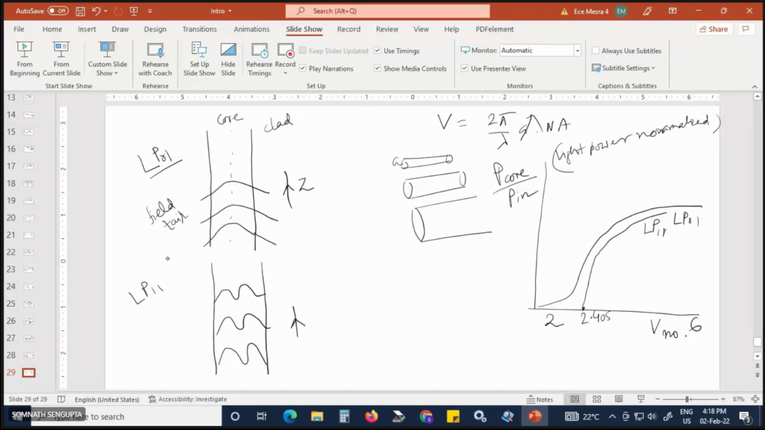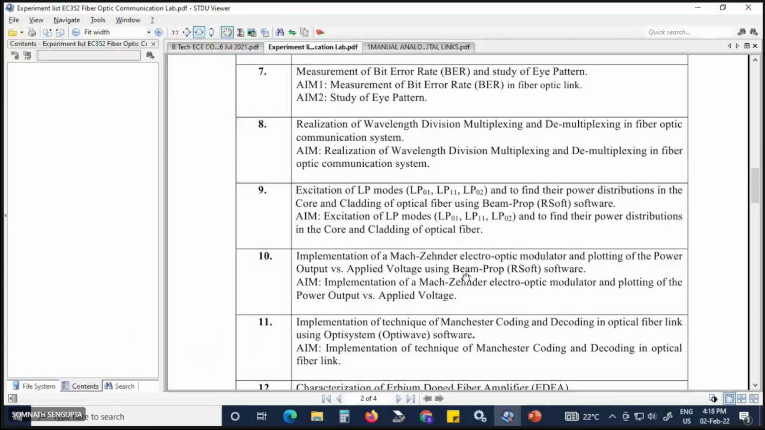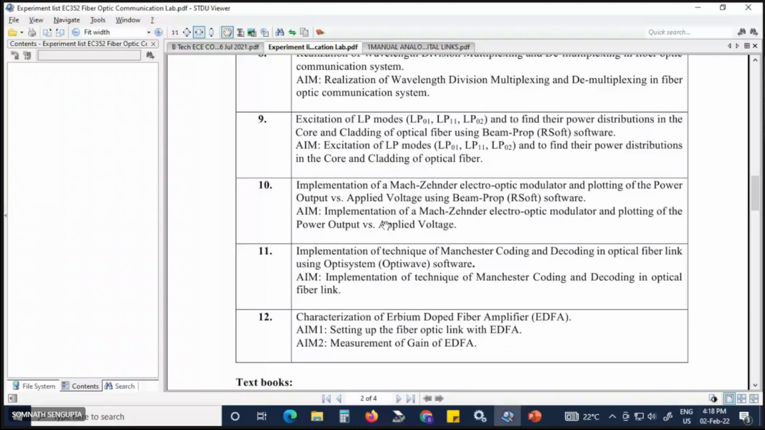Next higher order mode. So before 2.405, only LP01 propagates. So this software you can see, and the next experiment is in the same software, that is the Mach-Zehnder electro-optic modulator.